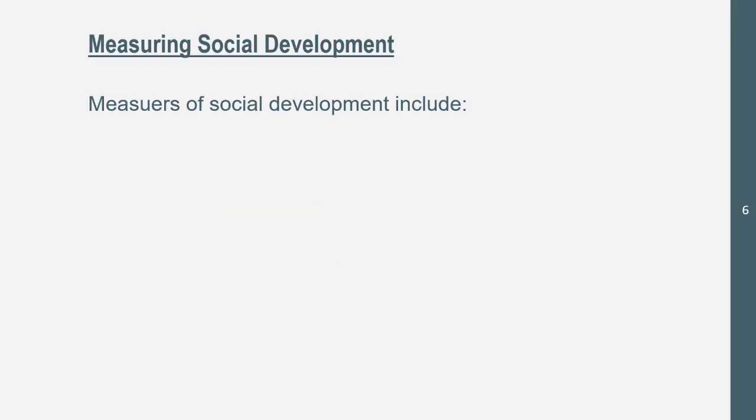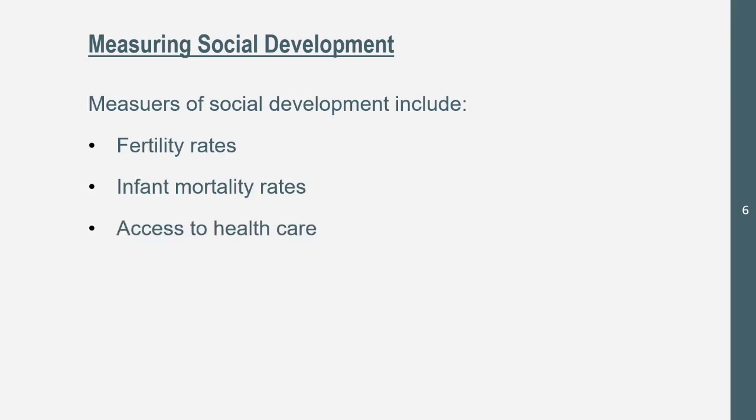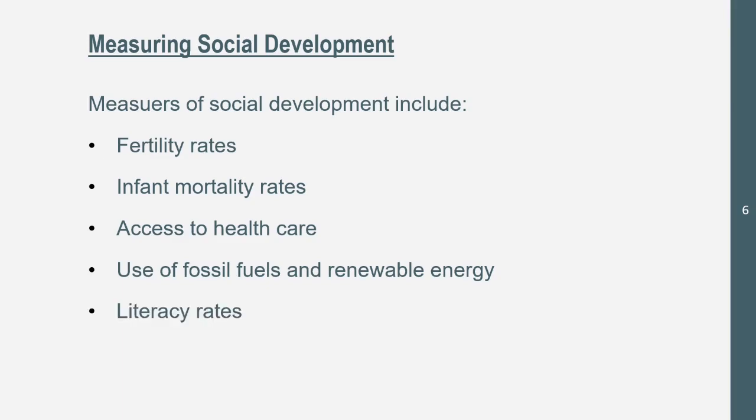Now let's get to measuring social development. So measures of social development include fertility rates, infant mortality rates, so the amount of infants dying, access to healthcare, use of fossil fuels and renewable energy, which is energy that is natural and can be renewed, which makes sense, and then literacy rates.